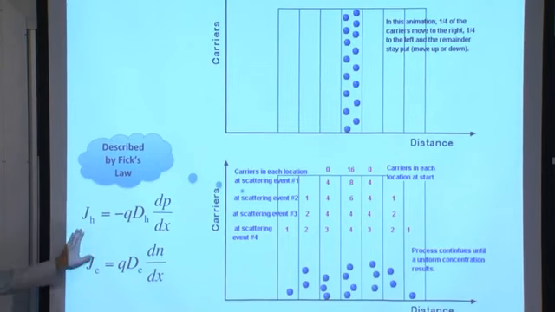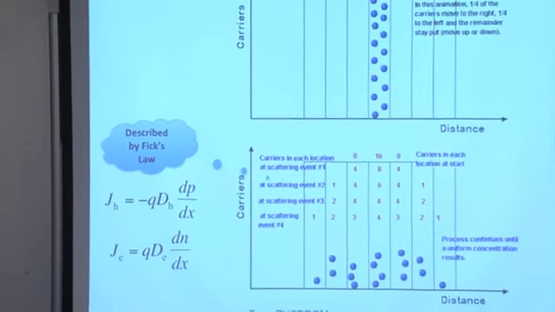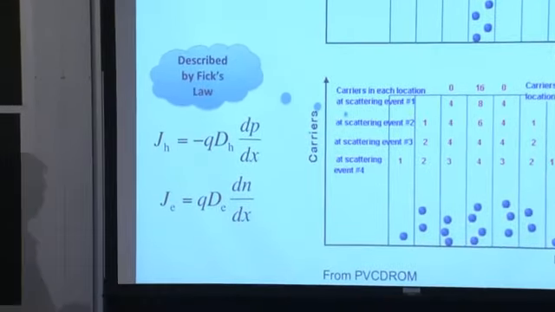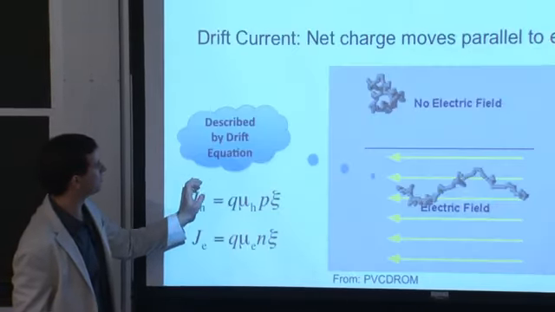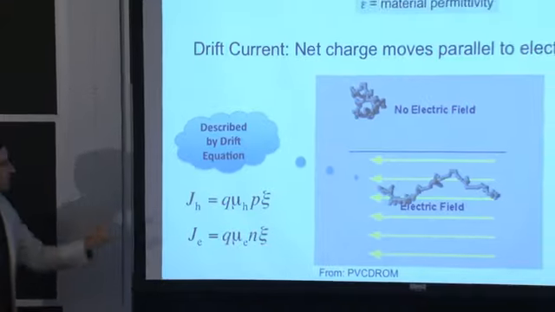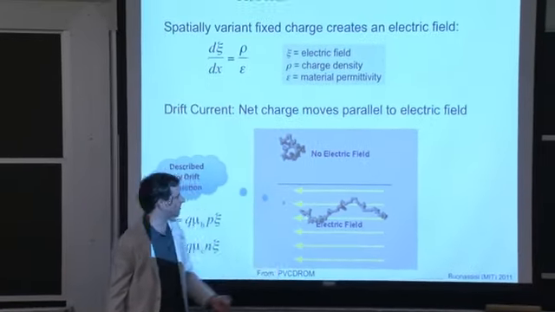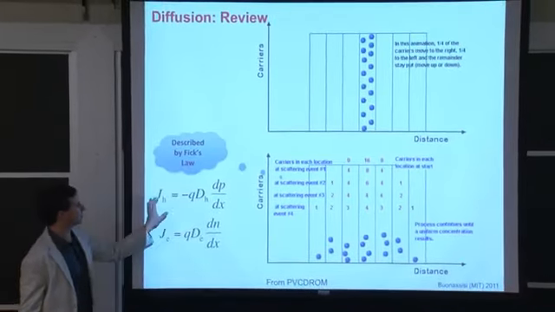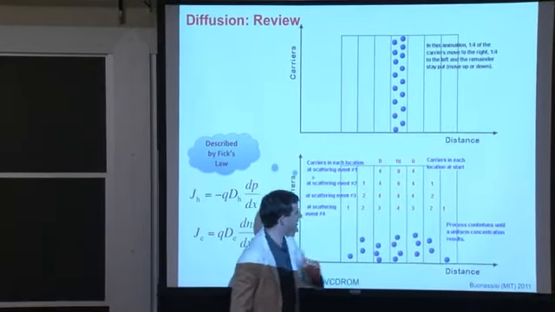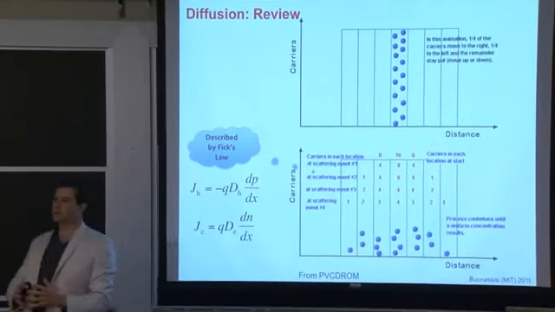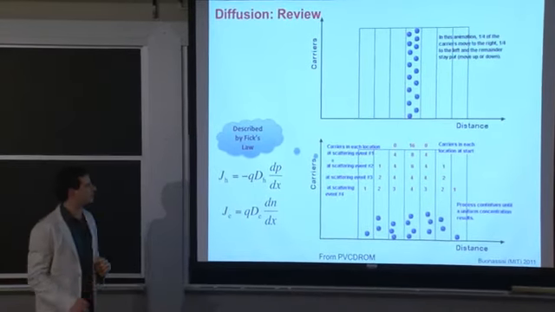And so we can see here two different methods of current flow inside of a semiconductor device. We can have diffusion, or we can have drift. Drift occurs when there's an electric field present, and diffusion can occur in the absence of an electric field simply when there is a concentration gradient present.